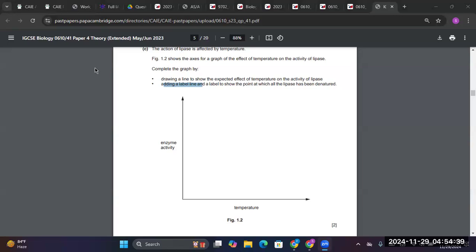So we have to draw the same graph you showed us in class? Yes, exactly. Okay.